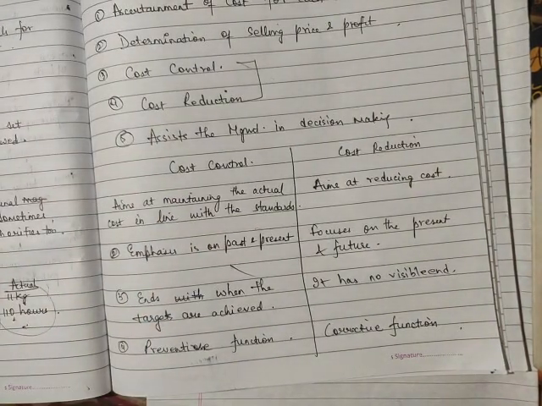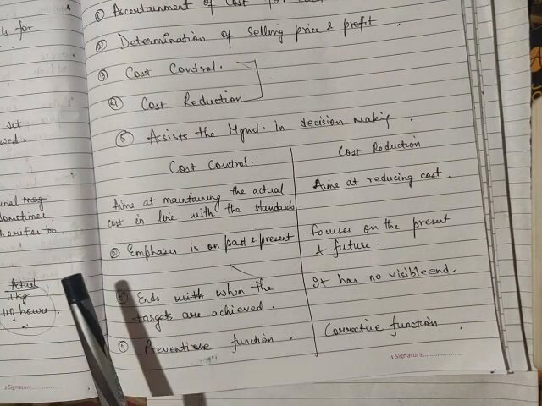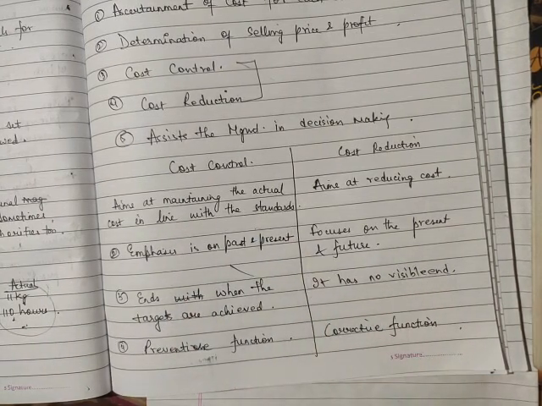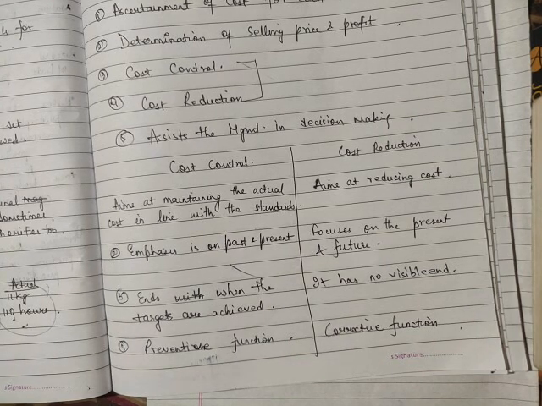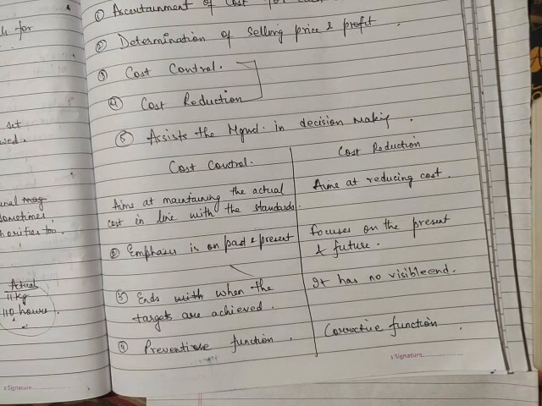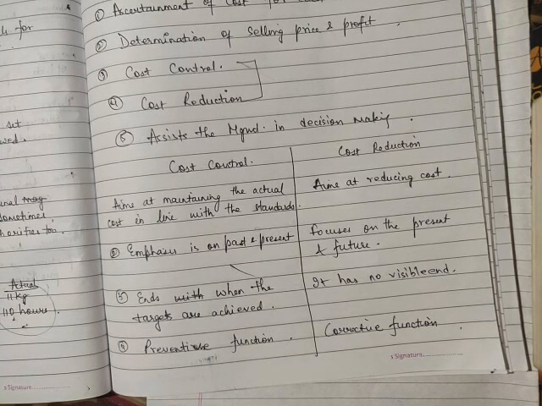So, while cost control aims at maintaining the actual cost in line with the standards, cost reduction aims at reducing cost. Cost control's emphasis is on the past and the present data, whereas cost reduction focuses on the present and the future. Cost control ends when the targets are achieved, while cost reduction has no visible end. Cost control is a preventive function, whereas cost reduction is a corrective function.